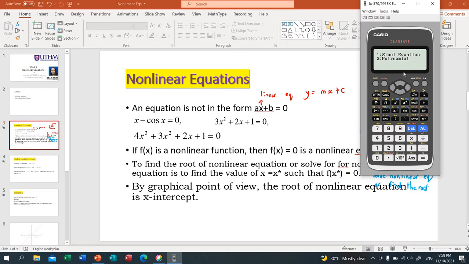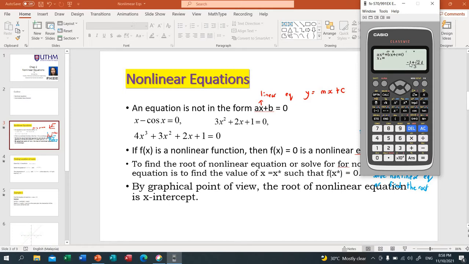This model can solve up to polynomial of degree 4. So first of all, degree 2, put it here, then 3. Just input the coefficients of your cubic equation, 3, 2, 1. So you get the imaginary roots.